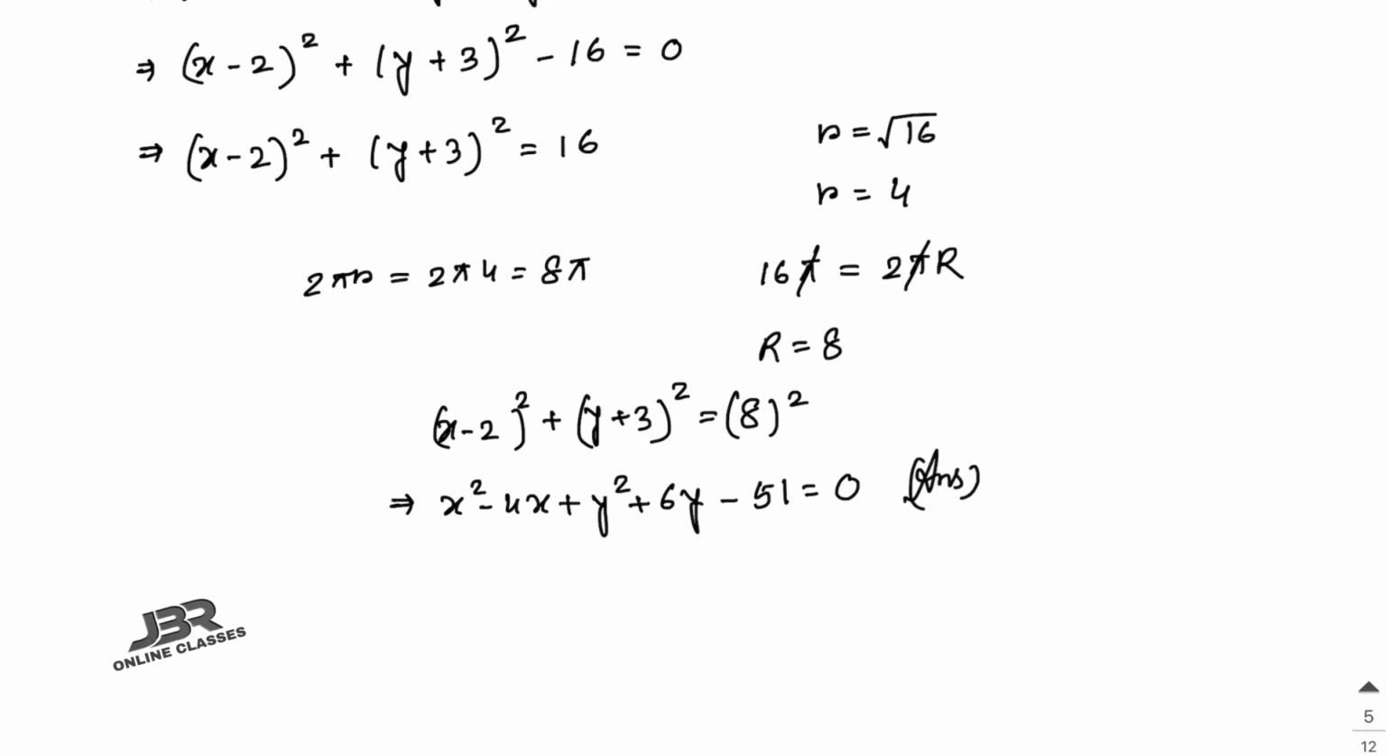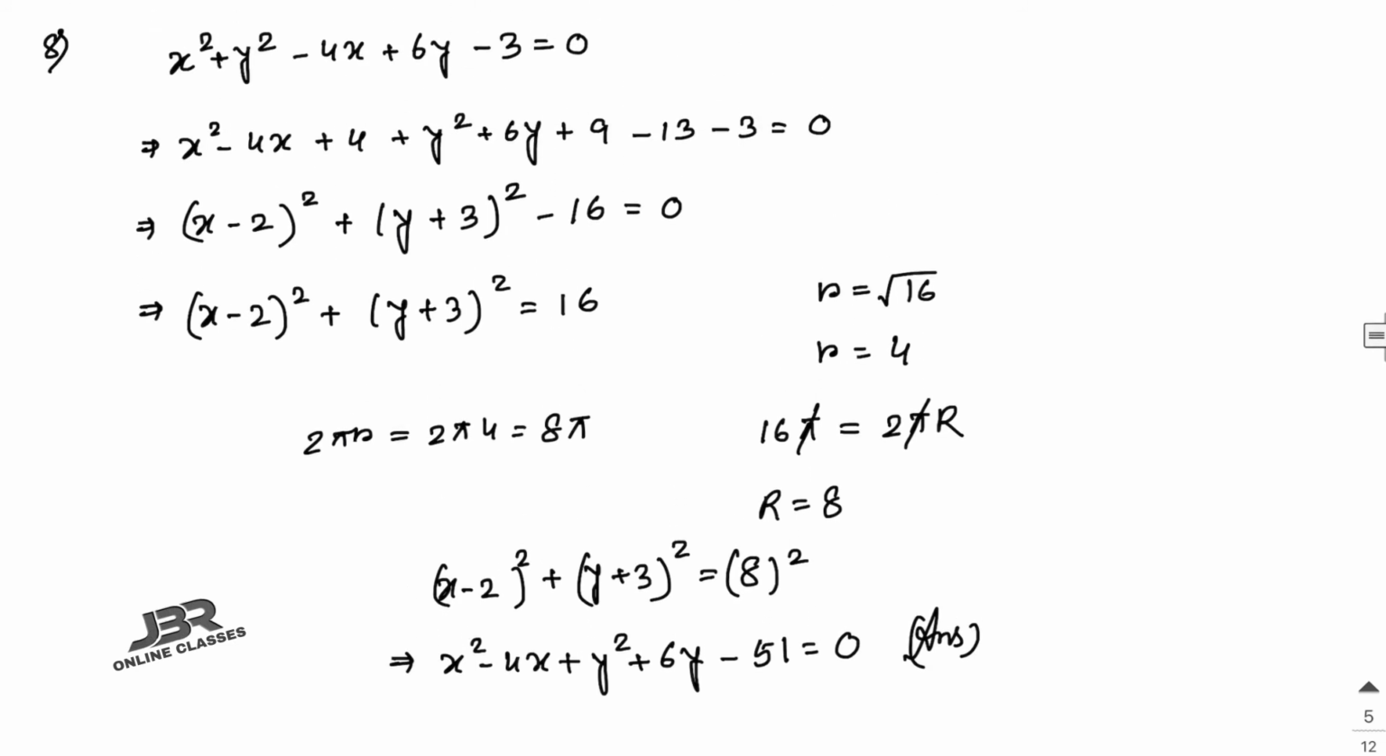And for the second one, the area, pi r square. Pi r square equal to pi into 4 square, as r is equal to 4, that means 16 pi. The area of the required circle will be double, so 32 pi equal to pi capital R square. So pi cancel out, R equal to root 32. So the equation will be x minus 2 whole square plus y plus 3 whole square equal to root 32 whole square. Now you can easily find out the equation also.